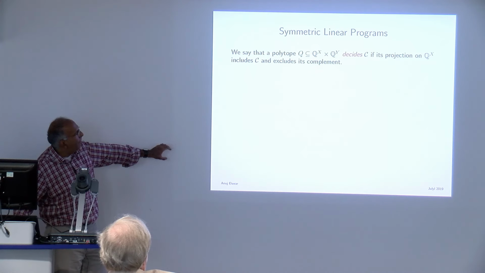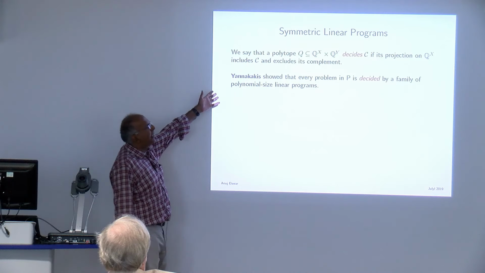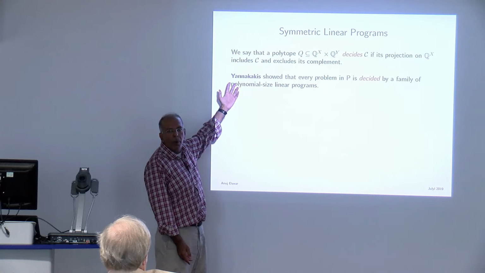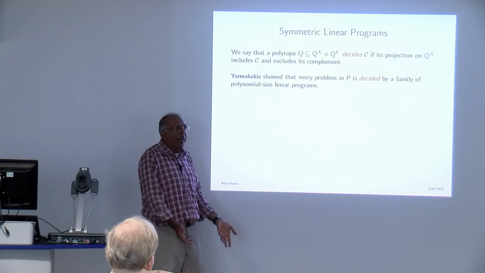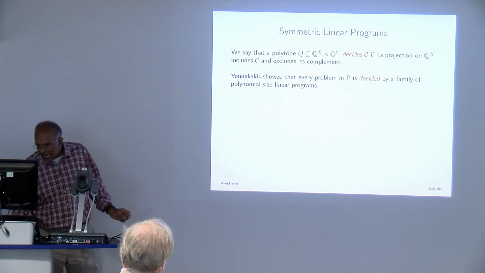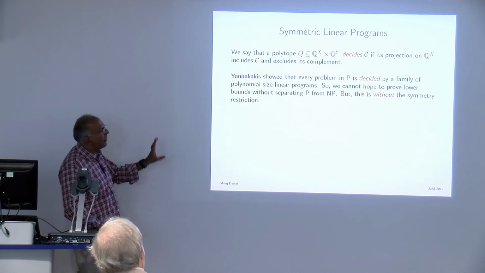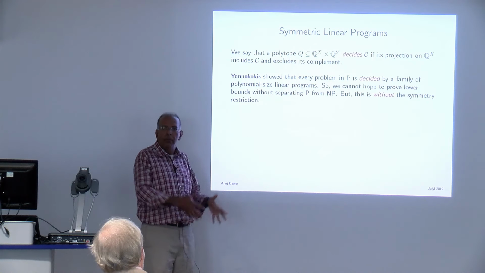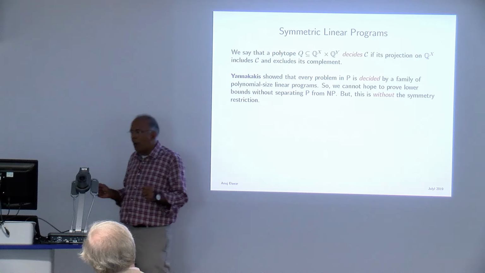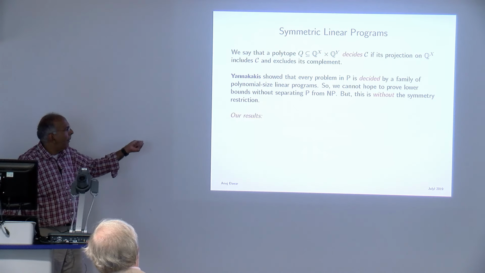Well, it turns out that's just a restatement. Yannakakis already considered this and showed that any problem in P is decided by a family of polynomial-sized linear programs in this sense. So to prove an exponential lower bound in this sense would mean separating P from NP. Except here he dropped the symmetry restriction in proving this result. Okay, he was just saying, well, there is a polynomial-sized linear program. So what if we put the symmetry condition back?